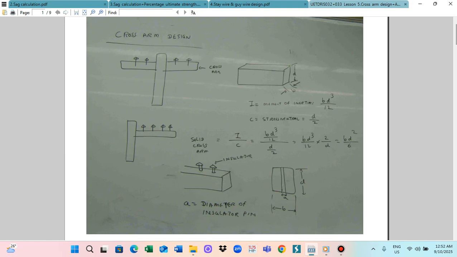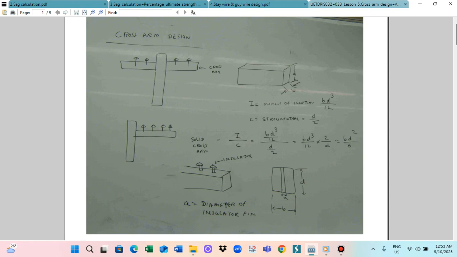So normally we can calculate the I by C ratio. I by C is equal to, in this formula, 1/6 into D squared into B minus A. So this is the cross arm with the insulator pin hole. So we have to use the two formulas. After that, we can calculate the stress.